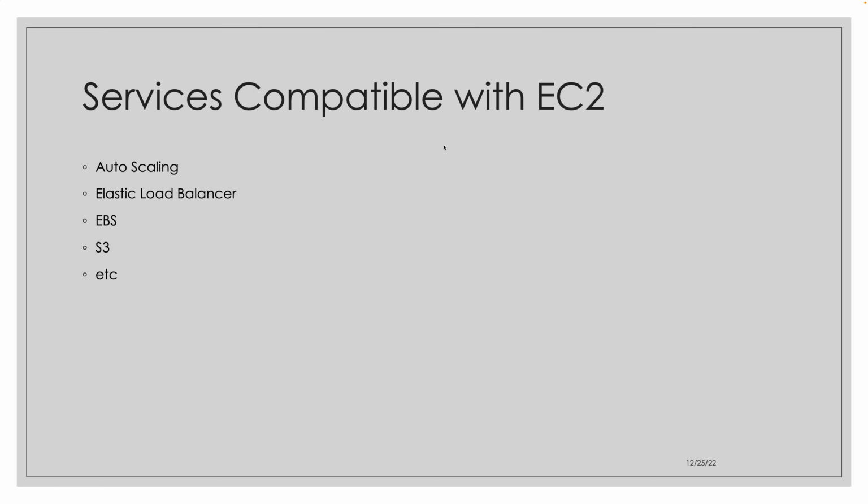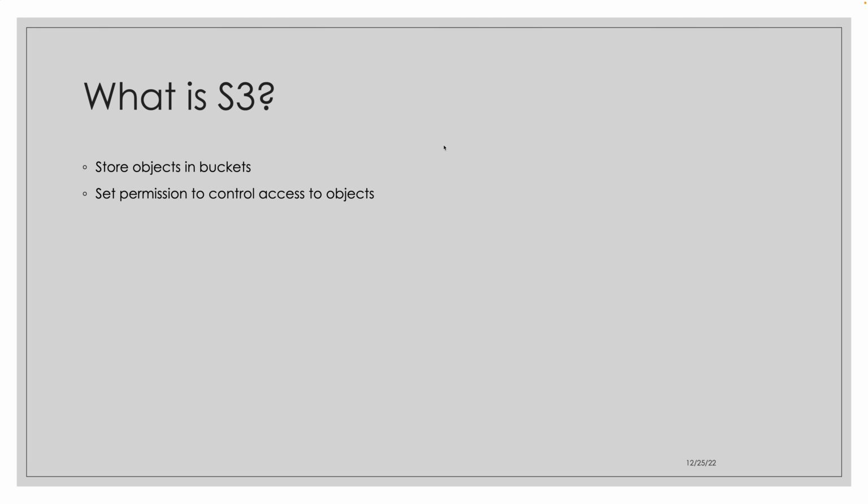And there's also a lot of other compatible services like SNS and SQS, which will also be covered in a later video. So now I would like to talk about S3. So what is S3? S3 stores objects in buckets, and you can also set permissions to control access to the bucket and to the object. You can set parameters via JSON files if I'm not wrong.